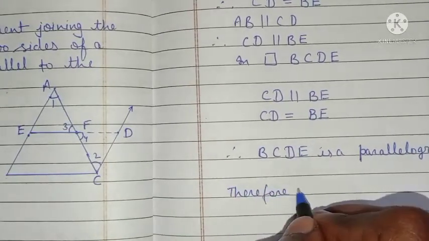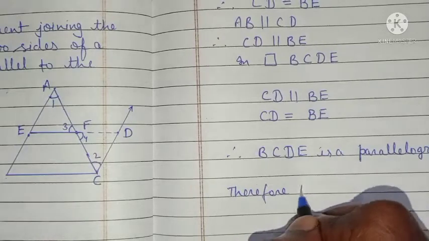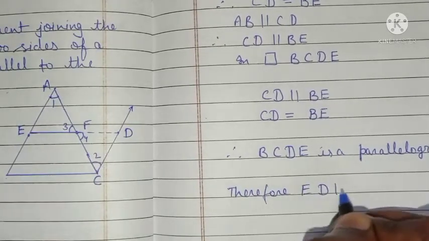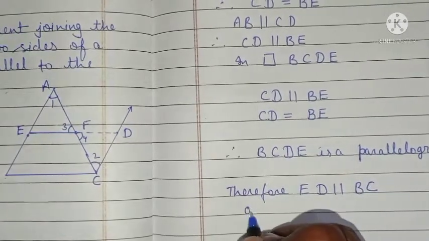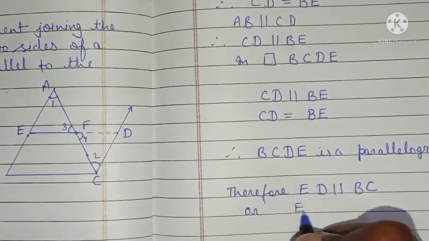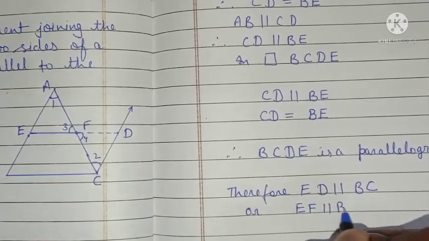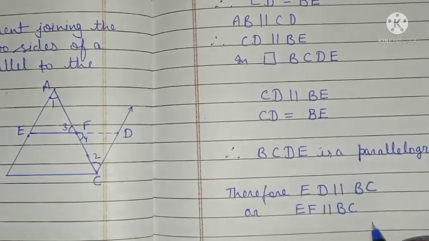Therefore ED is parallel to BC, or EF is parallel to BC. Proved.